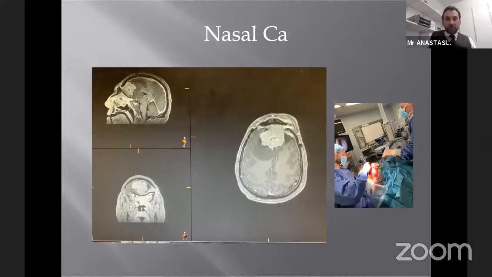Nasal cancer with significant intracranial extension, a recurrent case, which we performed through a combined approach: a large bicoronal flap in order to tackle the intracranial component, and simultaneous endoscopic debulking of the nasal tumor with anterior skull-based reconstruction from below and upwards.